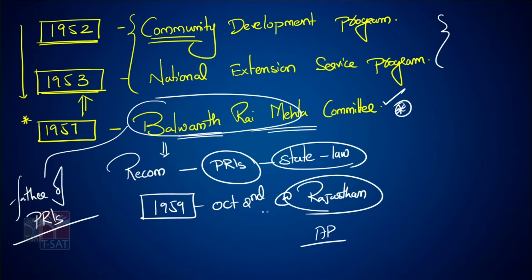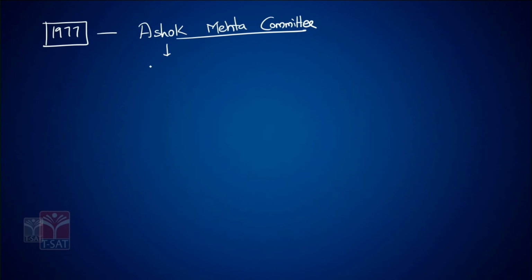Now, in 1977, Janata government constituted Ashok Mehta Committee. Ashok Mehta Committee was constituted to review the Panchayati Raj institutions in India, the Panchayati Raj institutions in the entire state constituted by the state law in India. Then Ashok Mehta committee recommended 132 changes, but this is not important. You need to mention one point for sure.